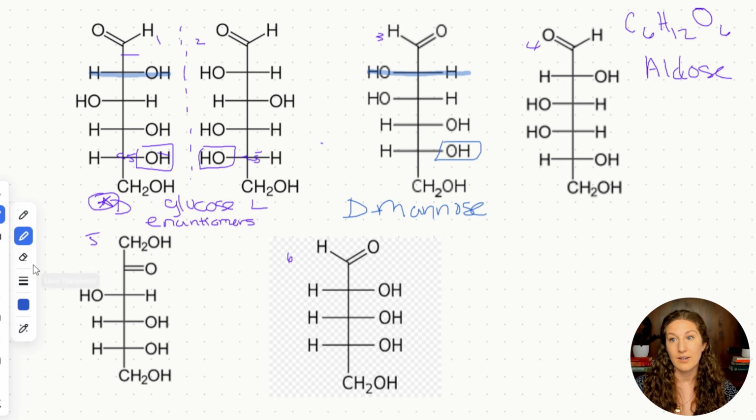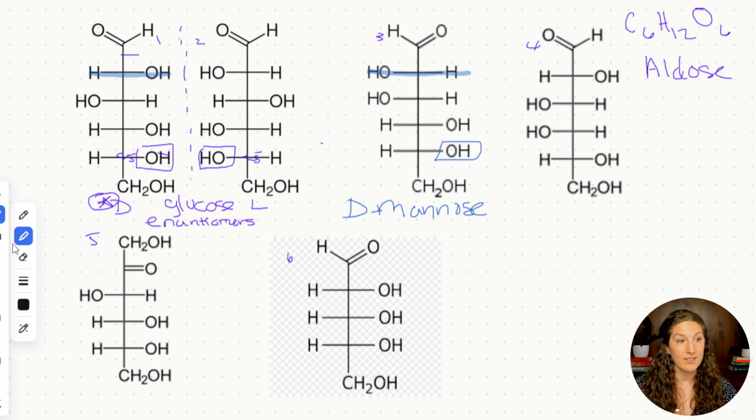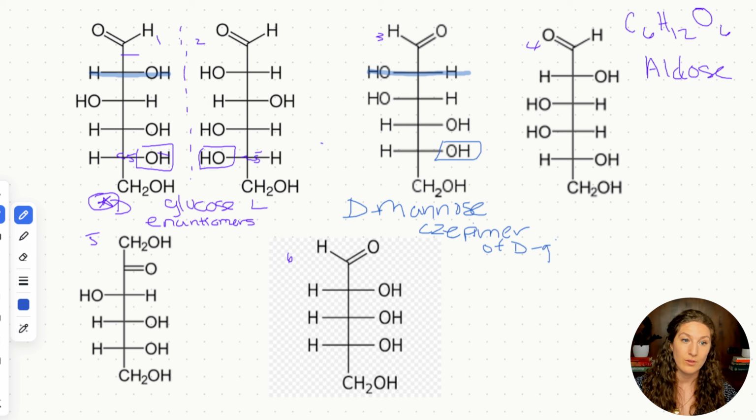So here is one of our cool rules. If we have multiple chiral centers, but we only differ at one of them, we are known as an epimer, all right? An epimer. So it is specifically a C2 epimer of D-glucose is what we call it. All right, C2 epimer of D-glucose is mannose. All right, so epimers are diastereomers. They have multiple chiral centers, but they only differ at one of them.